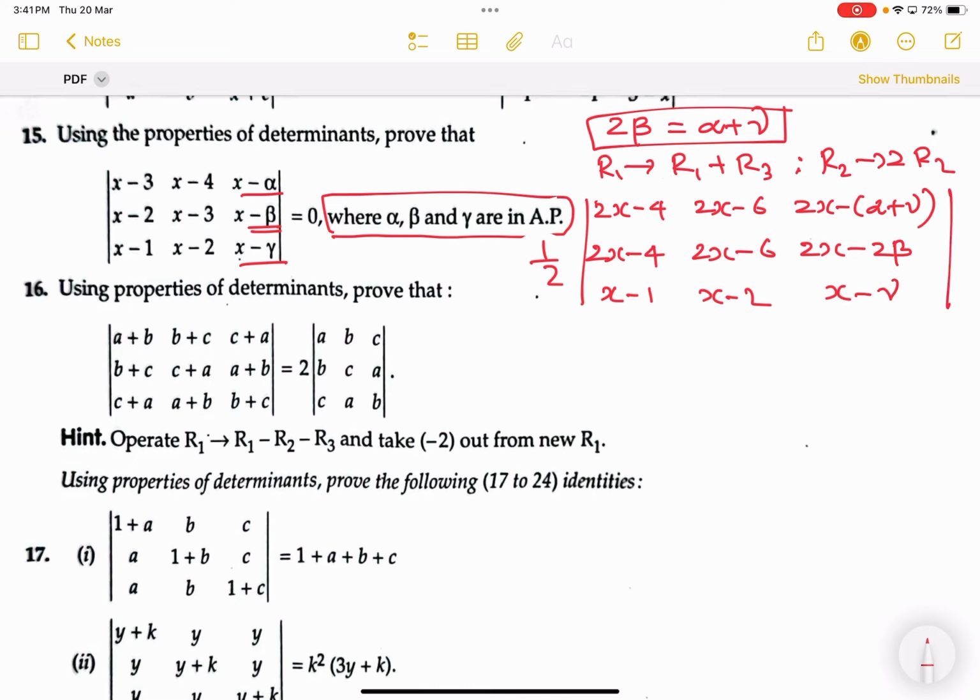Now row 1 and row 2 are identical, because 2 beta is equal to alpha plus gamma. R1, R2 are identical, so the answer is 0. Yeah, simple.